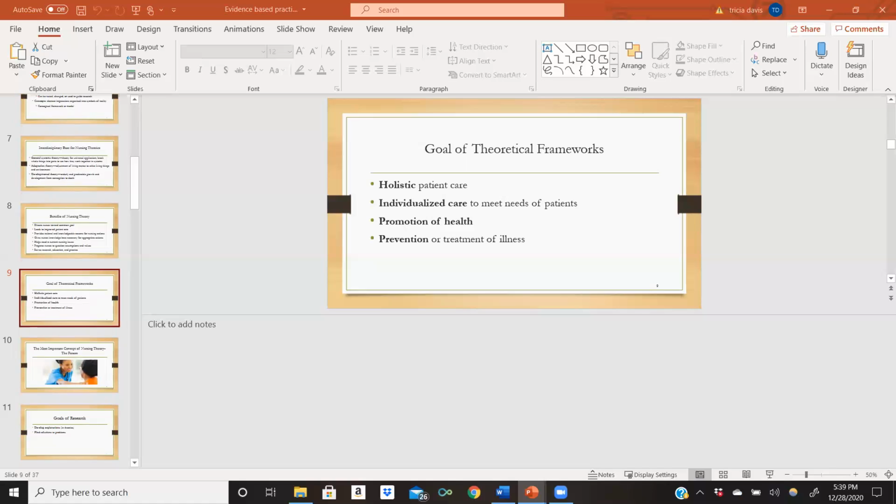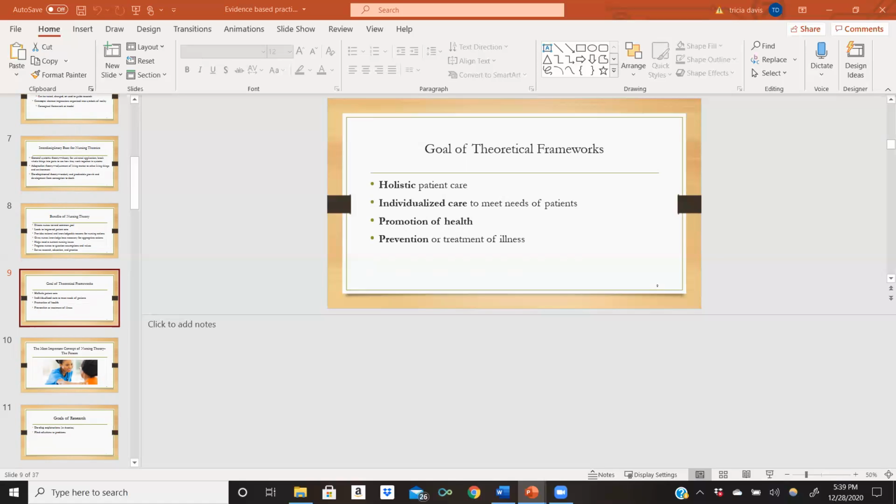All right, so what are our goals of theoretical frameworks? Well, we have holistic patient care, right? Holistic patient care is treating the whole entire patient, right? Their mental well-being, their physical well-being, their emotional well-being, their spiritual well-being. It's encompassing every part that's important to the patient. We treat that, not just their physical issues.